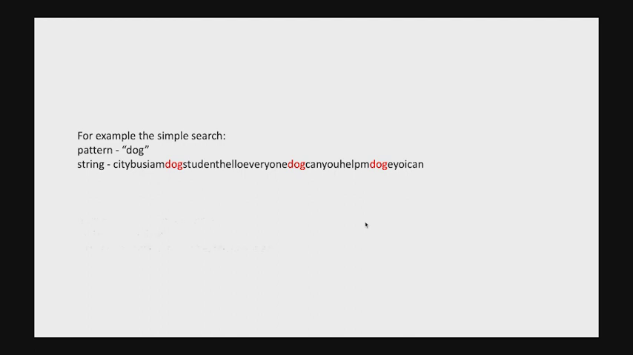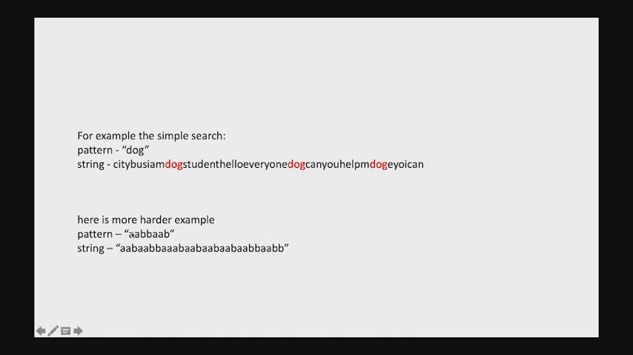Let's see a harder example. For example, the pattern, as you see, is a b, and you can find the pattern in the string just by looking. The function works quite fast if the sample and the string are good. The good ones are when the inner loop is interrupted quickly, for example, at the first, second or third step.